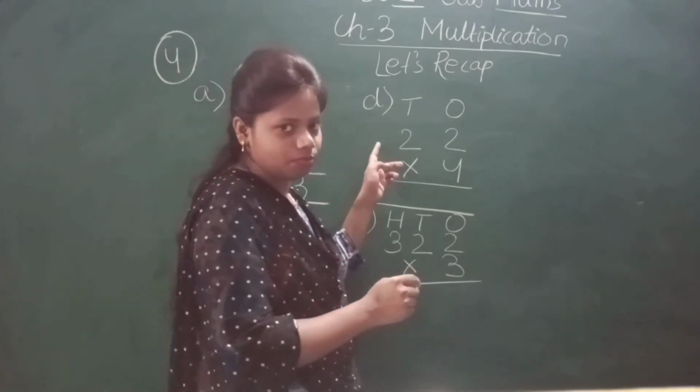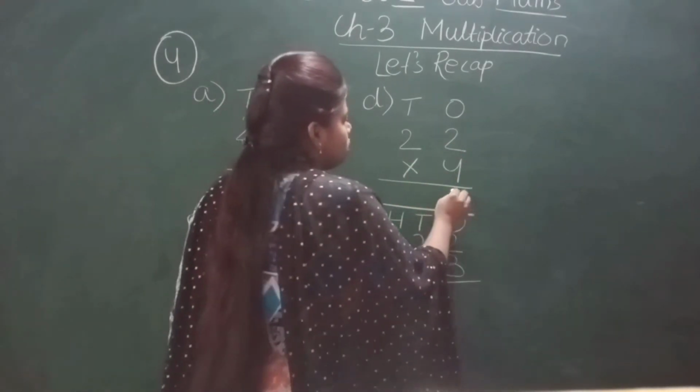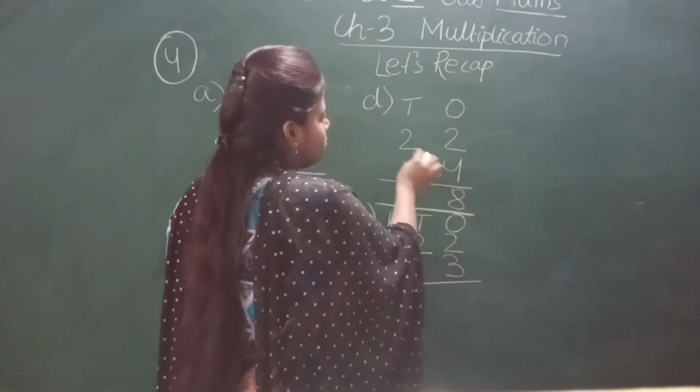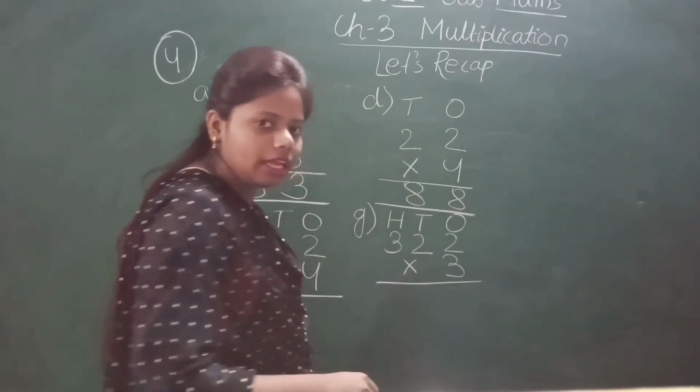Now number D. 4 2s are how much? 4 2s are 8. After multiplying this, you will multiply with this. Again 4 2s are 8. Okay, done.